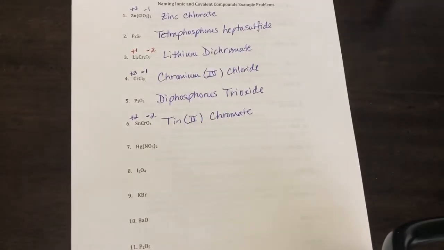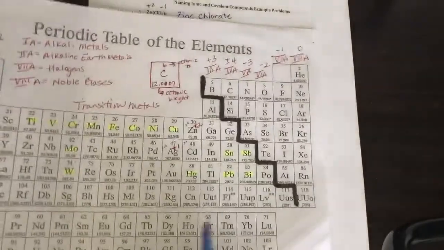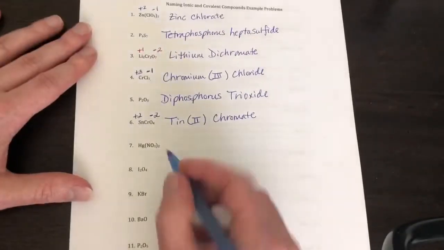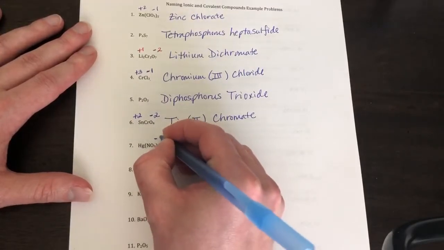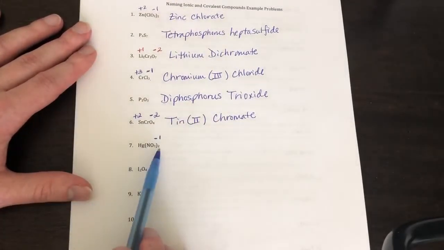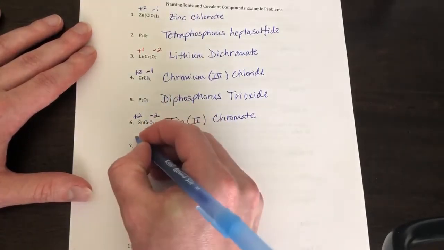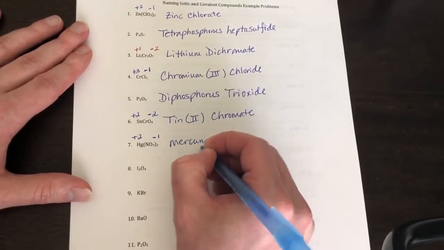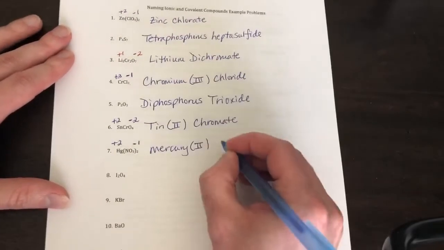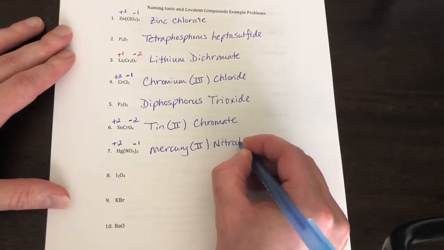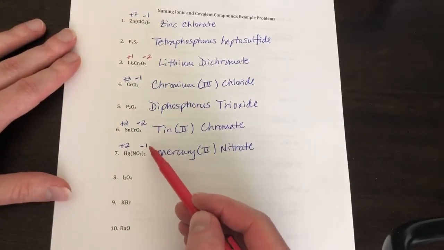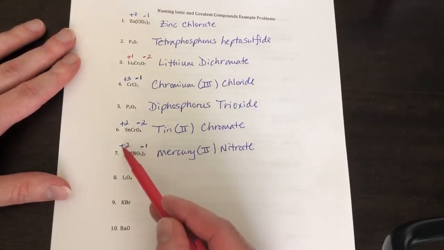Next one, mercury is Hg. NO3 is nitrate. Hg is one of the ones that have multiple charges, so we're going to have to reverse the crisscross to figure out what the charge is. Nitrate always has a -1 charge. So I'm going to reverse the crisscross and bring the 2 up here. So this becomes mercury, Roman numeral 2, nitrate. If you want to do the multiplication rule, you would say 2 times a -1 is a -2. How do I get to 0? You add 2.